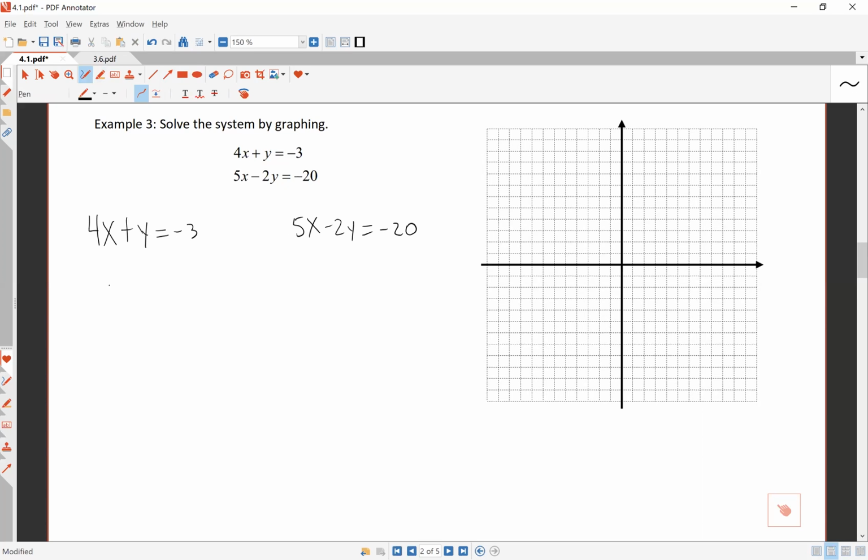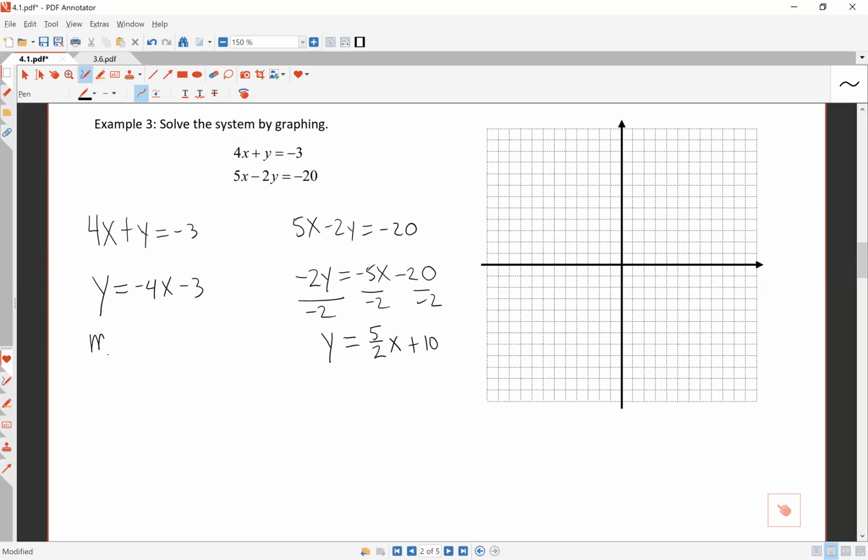My first equation, to write in slope-intercept form, I subtract 4x from both sides. My second equation, I subtract 5x from both sides. But then I have to divide by -2. That gives me y equals negative 5 over negative 2, which is positive 5 halves, and negative 20 over negative 2, which is plus 10. So I graph both these lines separately.